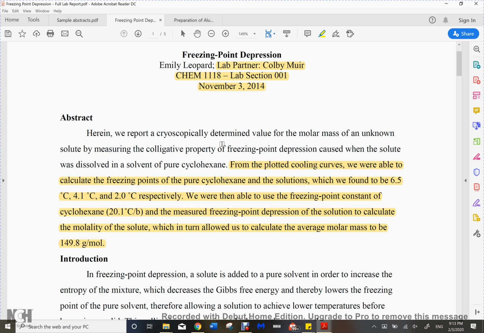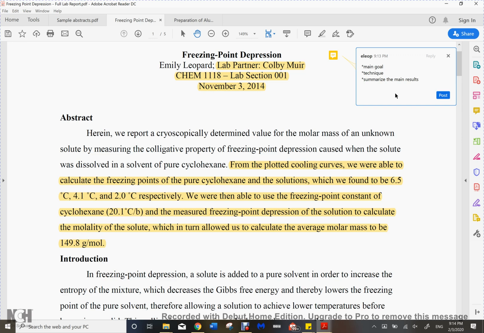Okay, so now go ahead and pause the video and write an abstract for our boiling point elevation lab. So remember, what you want to do first is talk about the main goal of the experiment, then the technique by which you are going to accomplish that goal. Then finally, summarize the main results of the experiment. Okay.